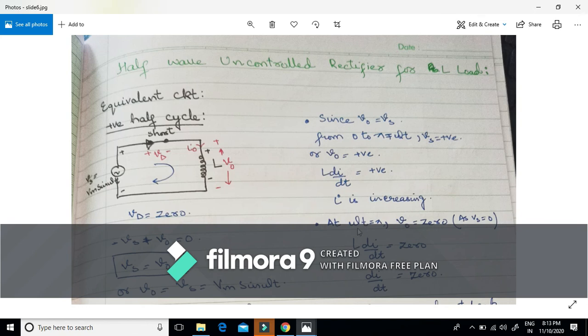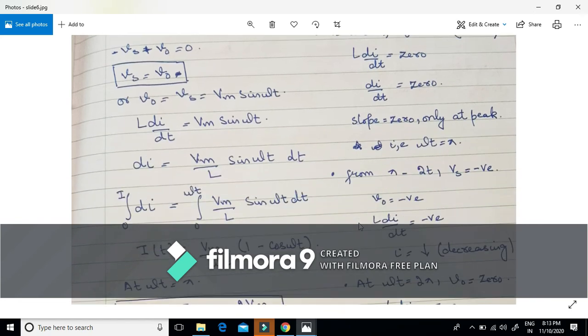From omega t is equal to pi to 2 pi, firstly at omega t is equal to pi, our output voltage is equal to 0 because the source voltage is 0. Or we can say L di by dt is equal to 0. This di by dt is equal to 0. The slope is 0 only either at its minima or its maxima. That slope is equal to 0 at omega t is equal to pi. We can say there is a peak of that current, or the current is at its peak.